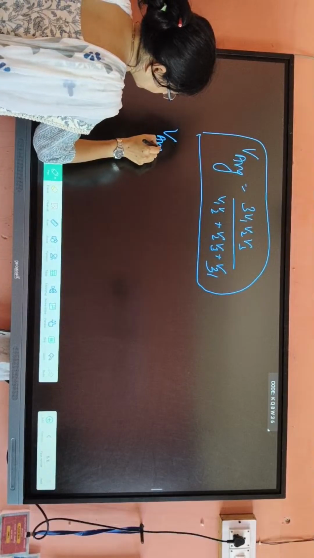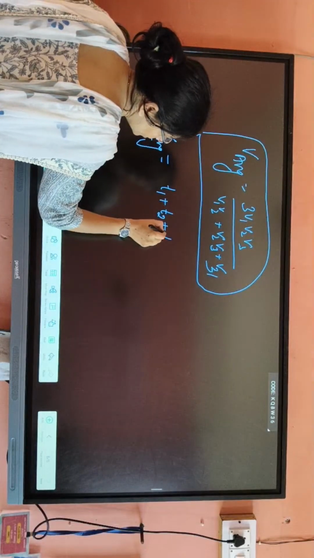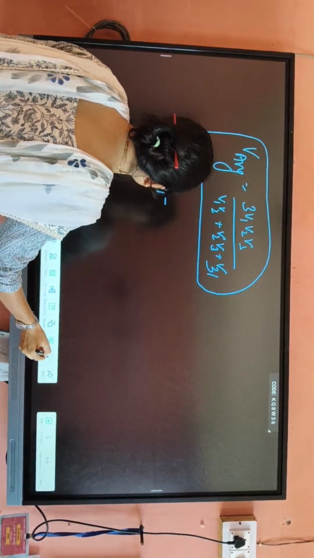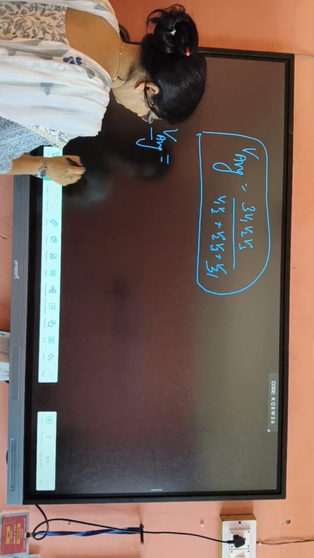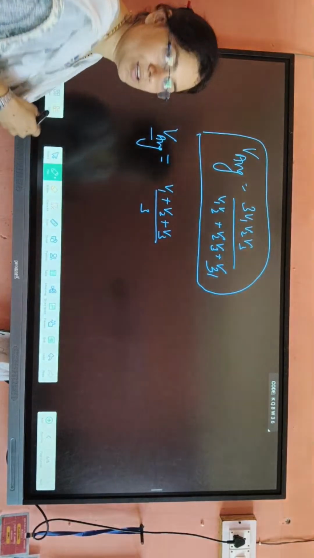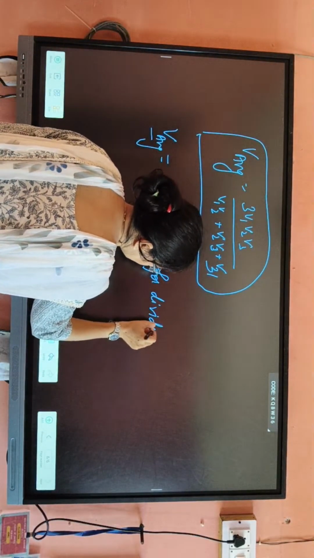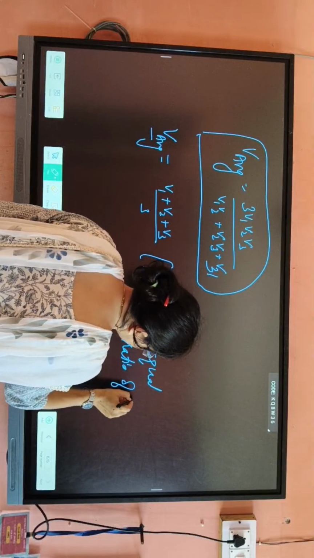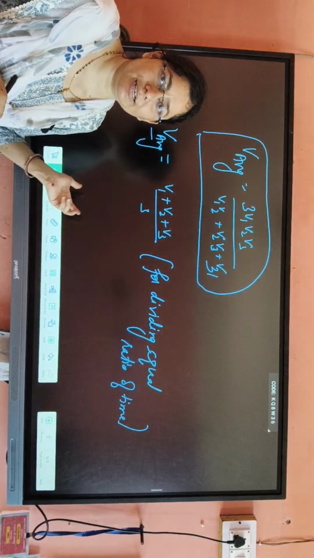Another formula: v1 plus v2 plus v3 divided by 3, if 3 velocities are given and we are dividing time in equal ratio. If we are dividing time in equal ratio, then the average velocity we can write as v1 plus v2 plus v3 divided by 3.